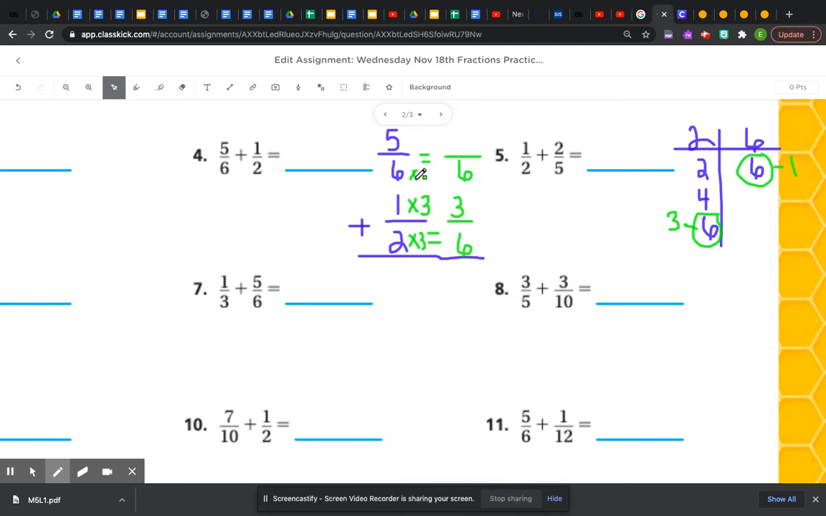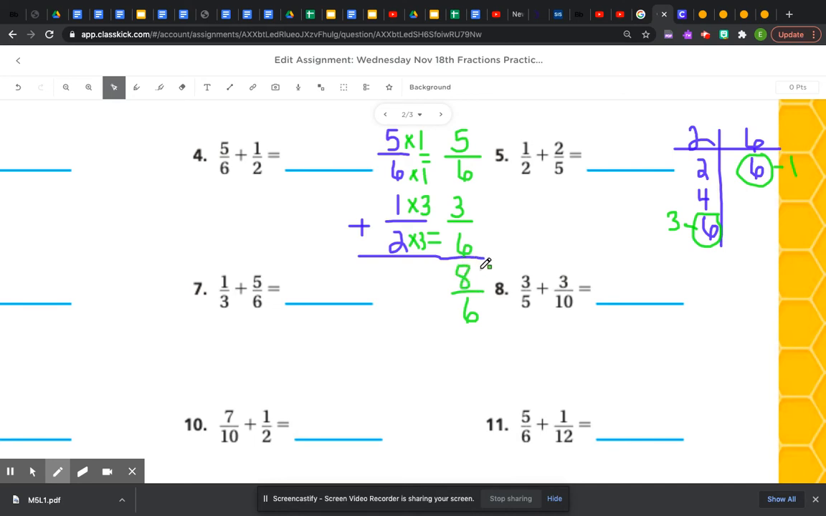So on this side, it's just like multiplying the top and the bottom by 1. So 6 times 1 is 6. 5 times 1 is 5. So now I have my numbers here. Now that my denominators are the same, I can go and add. So my denominator is going to stay at 6, and 5 plus 3 is 8.